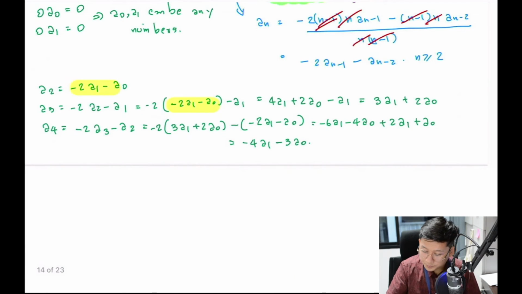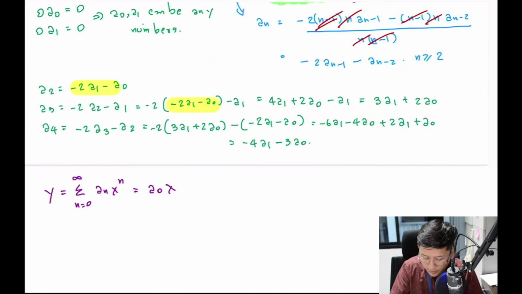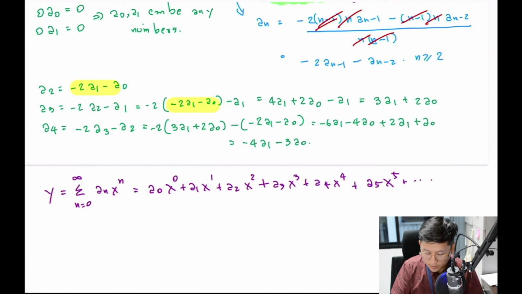Okay, so your solution y would be the summation, n from 0 to infinity, a n x to the n. Okay, and that will be a0 x to the 0 plus a1 x to the 1 plus a2 x squared plus a3 x cubed plus a4 x to the 4 plus a5 x to the 5 plus and so on.